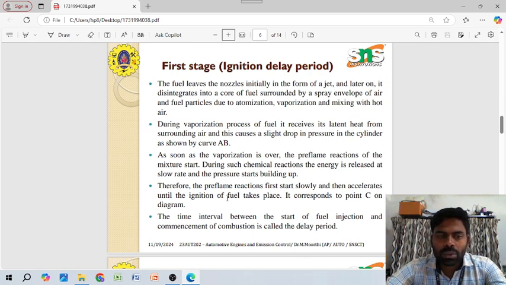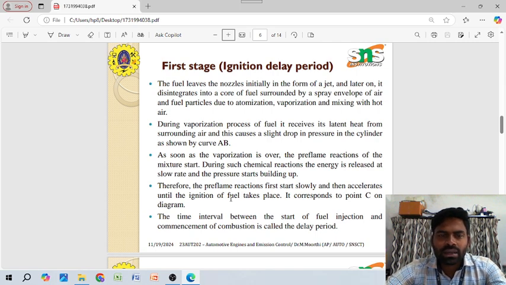So in the last video, we discussed the various strokes of the compression ignition engine, how the combustion process takes place, and the graph. That graph indicates how the compression process starts, how it attains the peak, and then how it goes down after the combustion of our entire fuel.